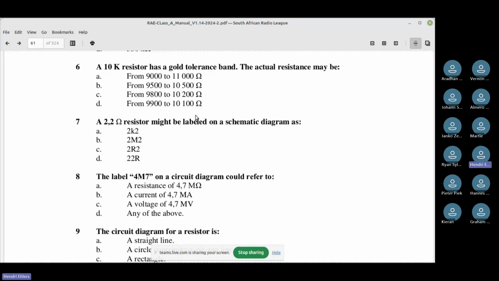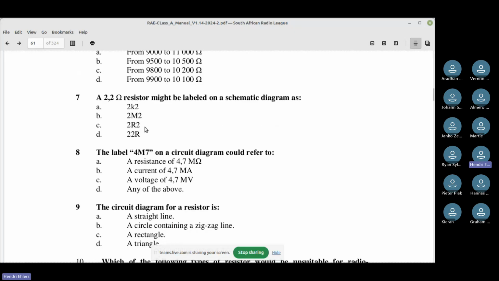Okay, 6B. I hear they say 6B in the answers. Is there anybody that differs with that? Okay, good. Right. A 2.2 ohm resistor might be labeled on a schematic diagram as.